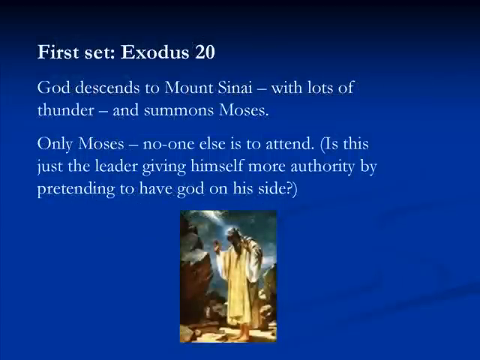The first set is in Exodus 20. God descends to Mount Sinai with lots of thunder and summons Moses. Now this is just Moses, no one else is to attend. We have to ask ourselves, is this just the leader giving himself more authority by pretending to have God on his side? Many other leaders throughout history have done this kind of thing.